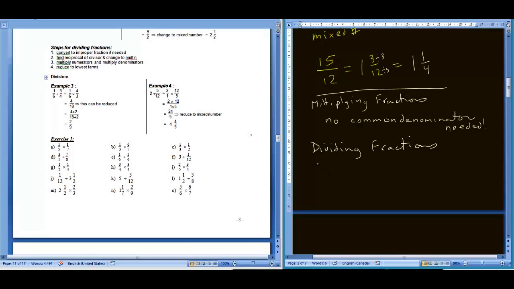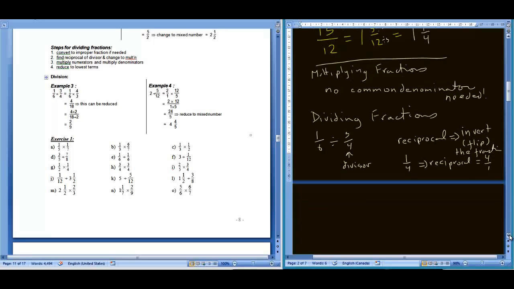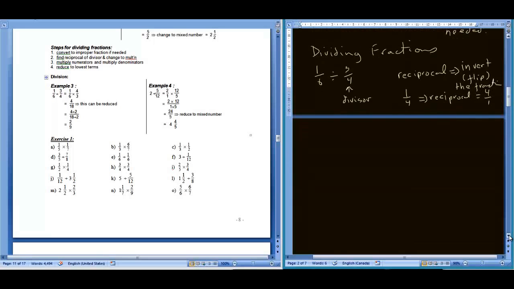So terminology. So that's something 1/6 divided by, this is the divisor. And the reciprocal means invert. Flip. 1/4, reciprocal. And they're pretty straightforward because it's just like multiplication.